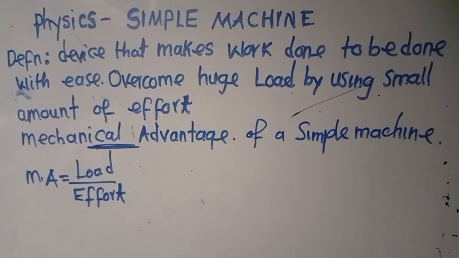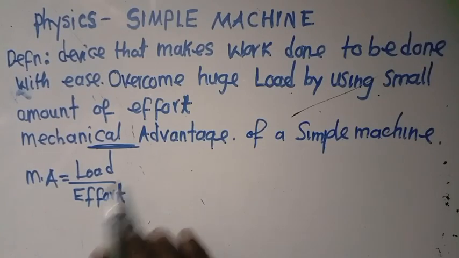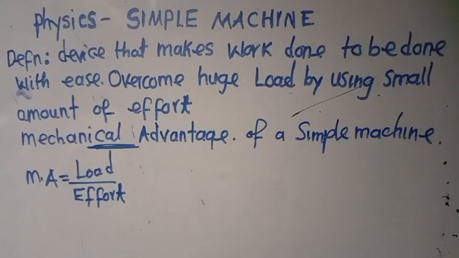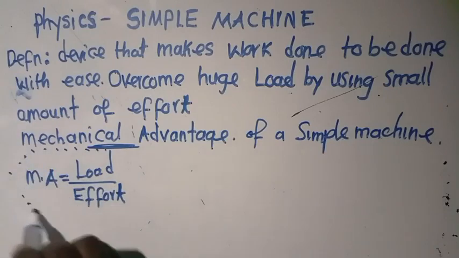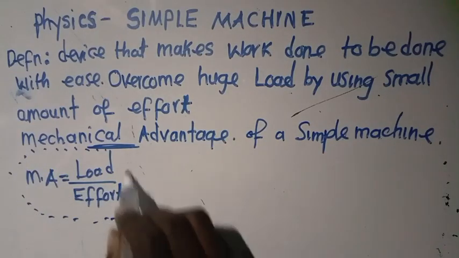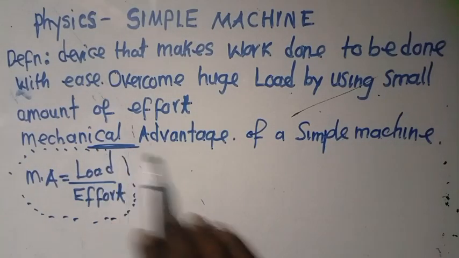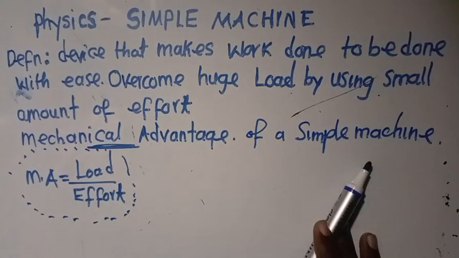So I always tell you that in physics, when you just know the formula, then you know the definition. Once you get the formula that is being used, it means you even know the definition, because you cannot know the formula without knowing the definition. The formula itself is able to give you the definition of the mechanical advantage of a simple machine.